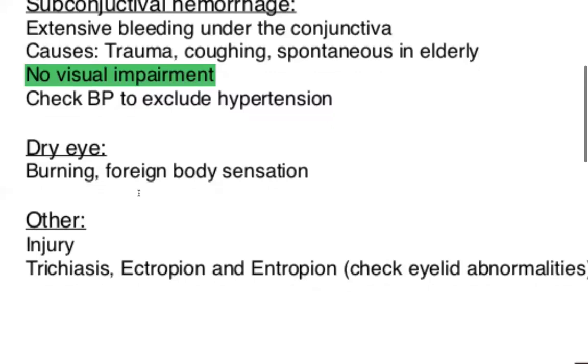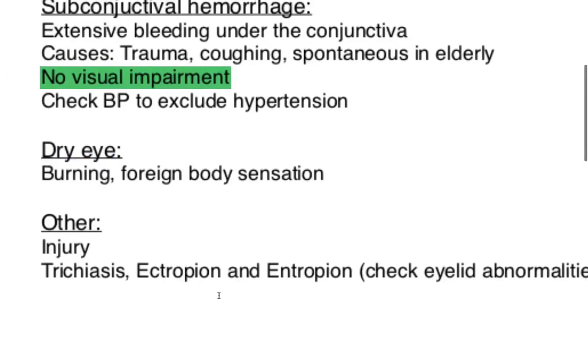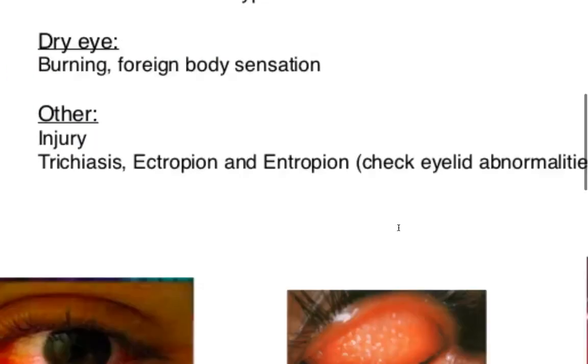Other causes can be just dry eye. So if the person has dry eye, they can have burning eye, foreign body sensation in their eye. And in these cases, you just give them droplets. And it could be due to injury or eyelid abnormalities. They can be causes of red eye.